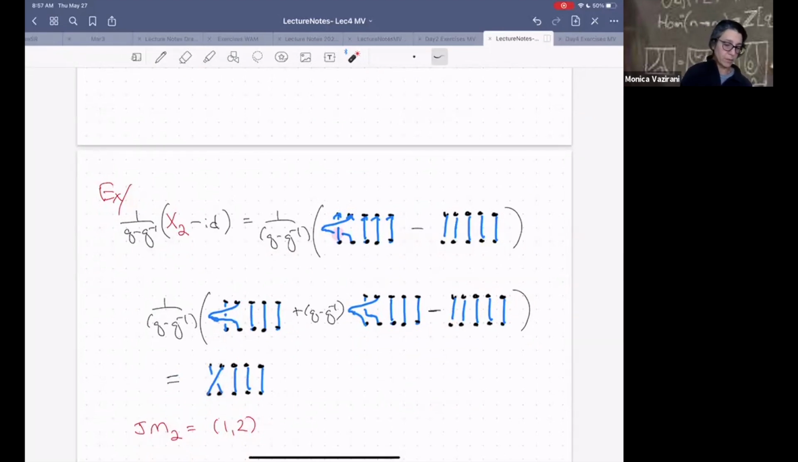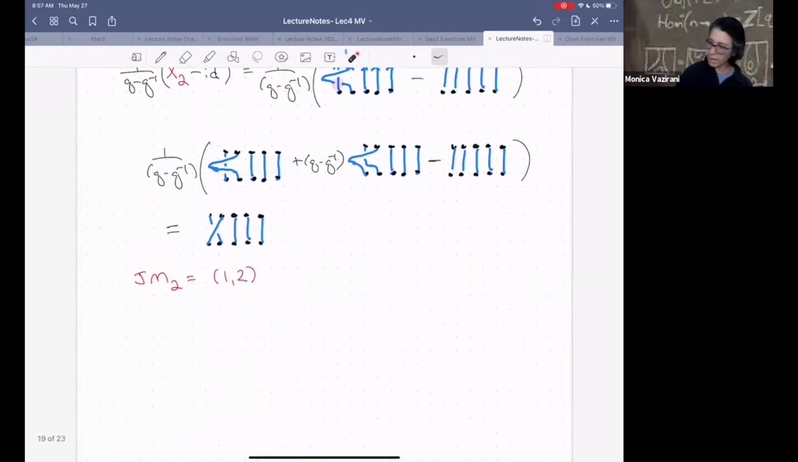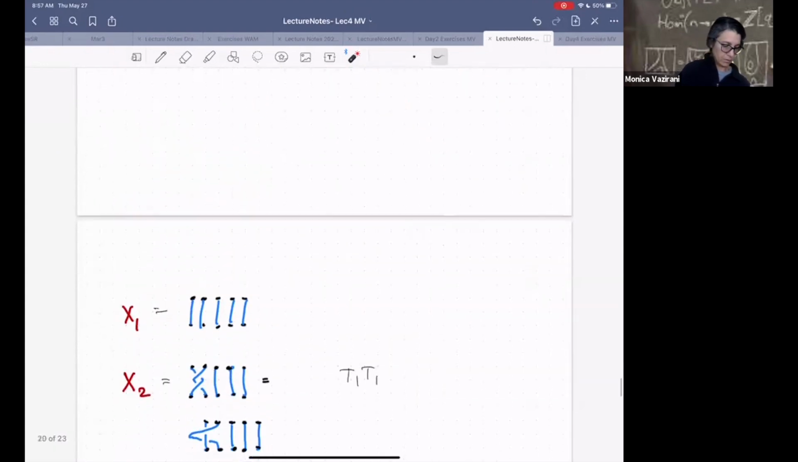Right. So likewise, if I took the third strand and pulled it around, I would get the sum of things that looked like my 1,3 plus 2,3, up to the fact that things are over and under crossing.